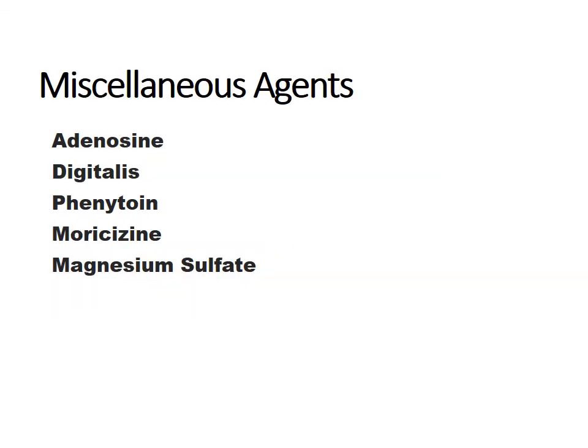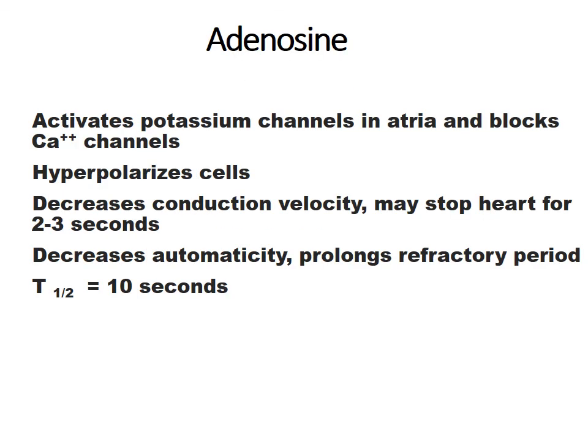Next we have some miscellaneous agents we'll talk about briefly. So adenosine is a natural product your body makes pretty consistently. It's a major inhibitory type of molecule. In the CNS, it prevents seizures by activating adenosine receptors.